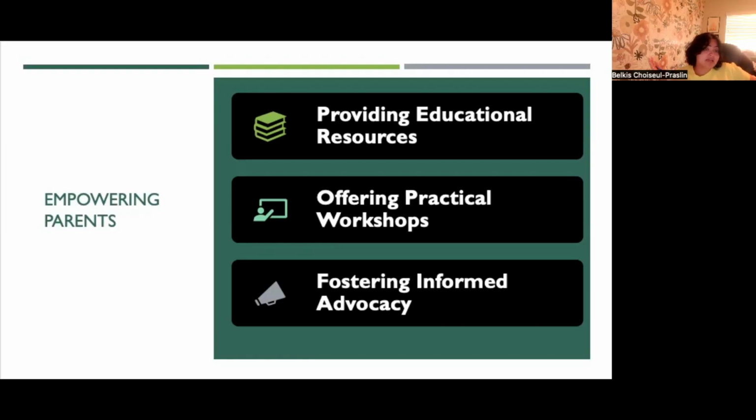And they go to the library all the time. They just didn't know it was there. Things like that. Offering practical workshops. This is like a little twofer that I like to call. School districts will sometimes do workshops. If you don't know if your school does one, you haven't heard of them doing one, offer it. Record it for families, put it on YouTube, send it out to them.